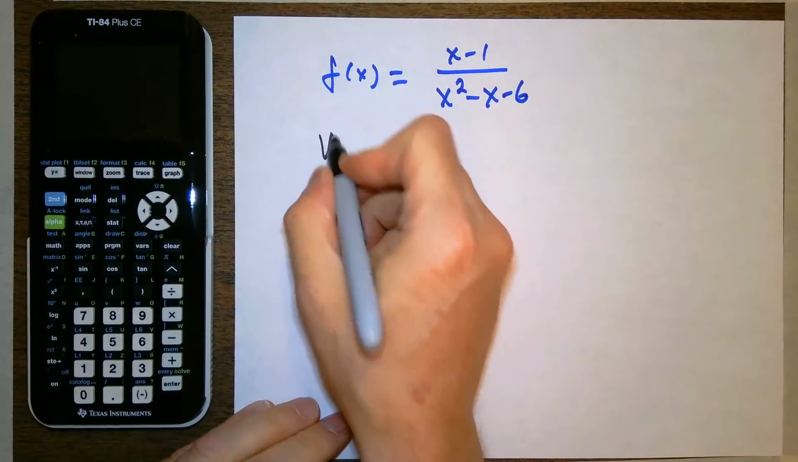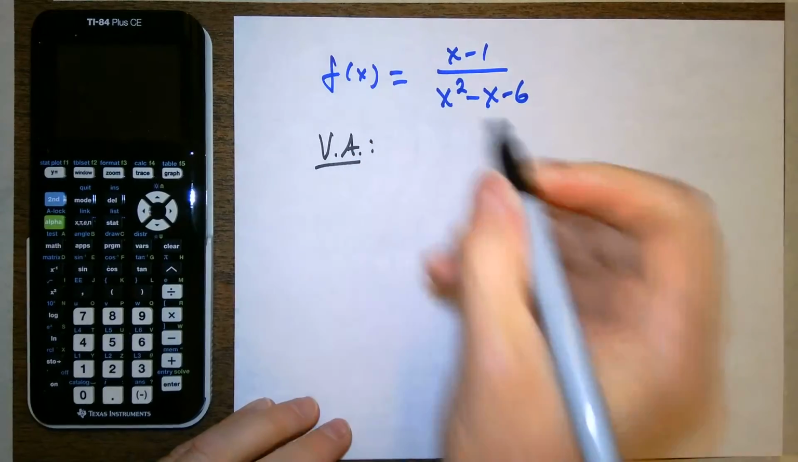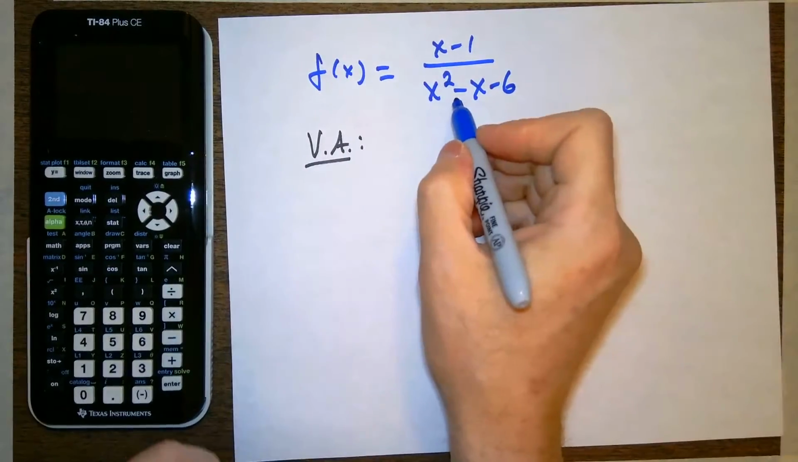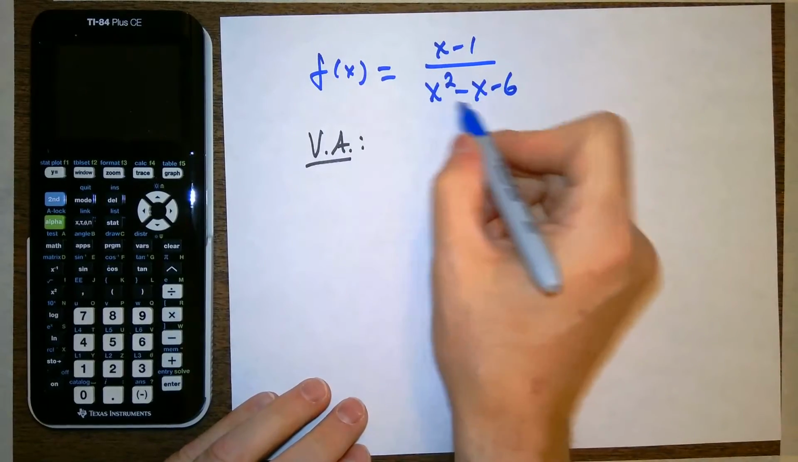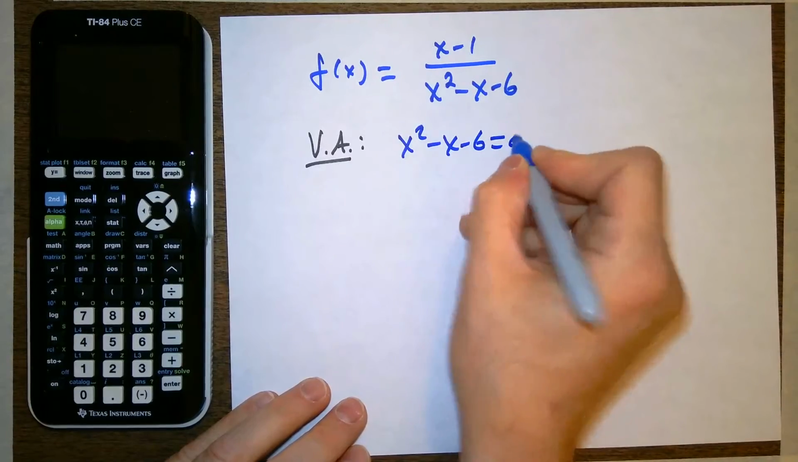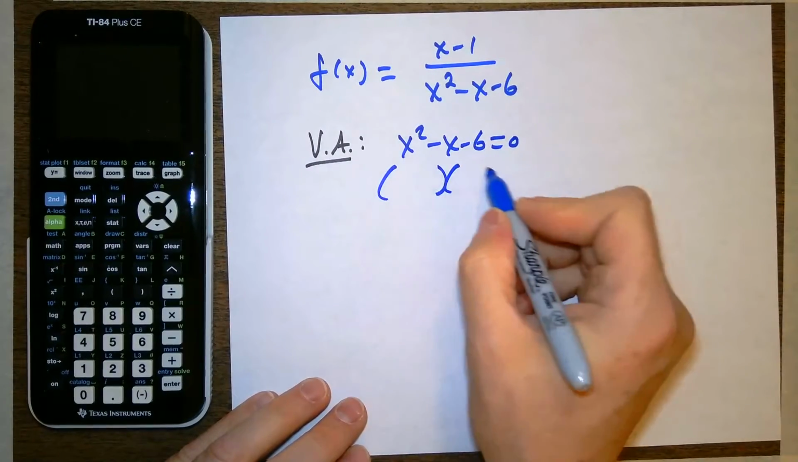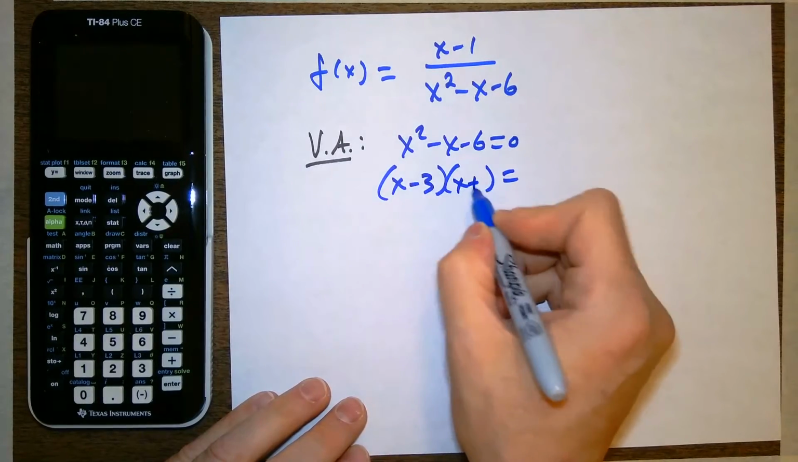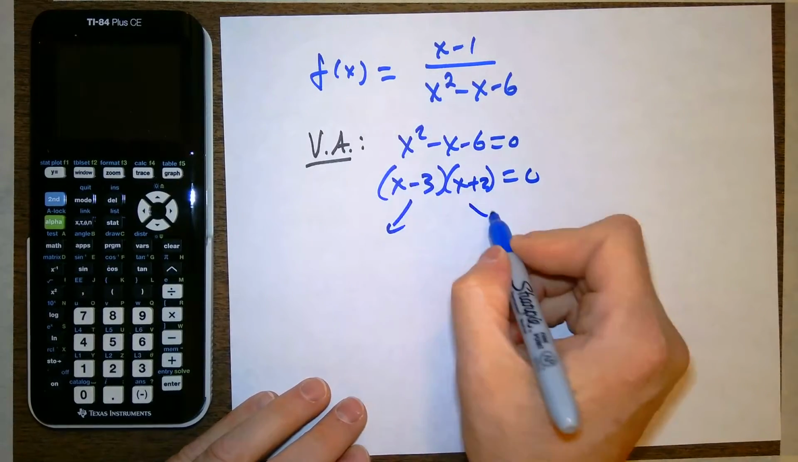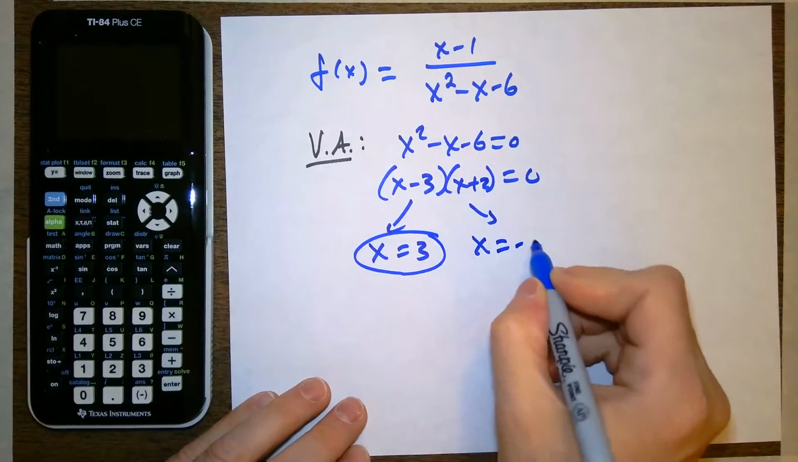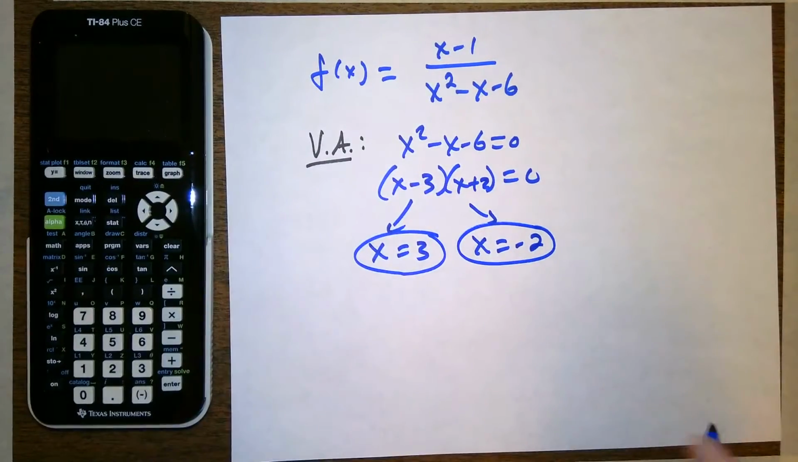The first thing I want to look at is vertical asymptotes. Those are going to be the zeros of my denominator, my domain restrictions, what makes the bottom equal 0. So x squared minus x minus 6, set it equal to 0. This factors nicely into x minus 3 times x plus 2 equals 0. Set each factor equal to 0: x equals 3, x equals negative 2. There are my vertical asymptotes.